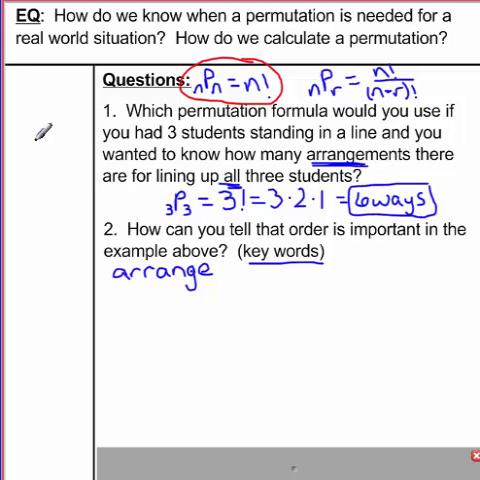Be sure to take some time to write your questions in the left column, as well as answer the essential question at the very end of your notes. And we'll do some more practice in class next time.